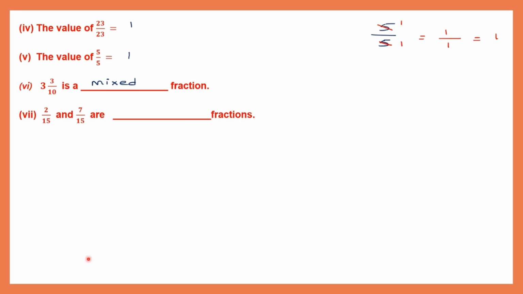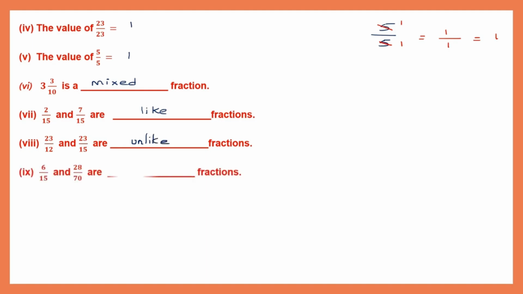Question 7. 2 by 15 and 7 by 15 are dash fractions when the denominators are the same. So we have to look at the denominators. If the denominators are the same, we call them like fractions. Question 8. 23 by 12 and 23 by 15. Look at the denominators. They are different. When the denominators are different, we call them unlike fractions. So these two fractions are unlike fractions.